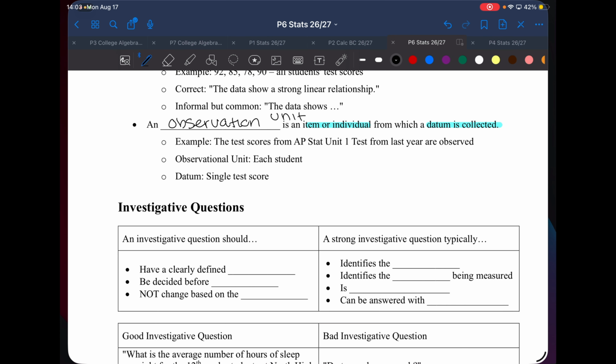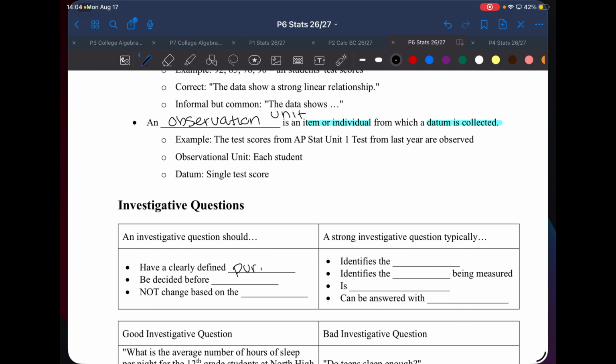Okay, and that leads us to investigative questions. So this is also something more defined this year, is they want you to be able to identify a good investigative question. So an investigative question should have a clear, defined purpose. It should be decided before you collect any data.